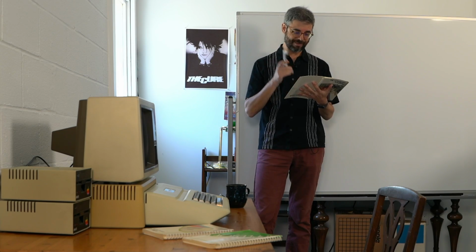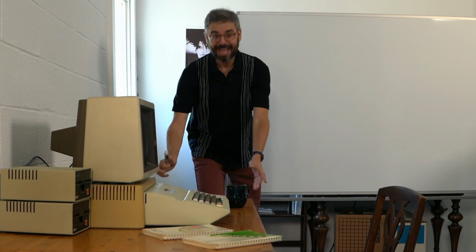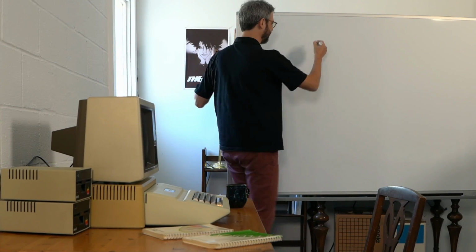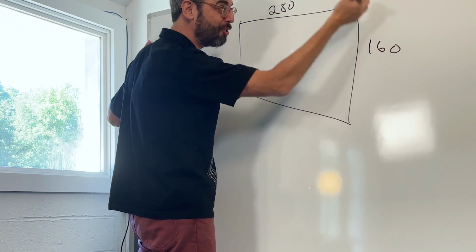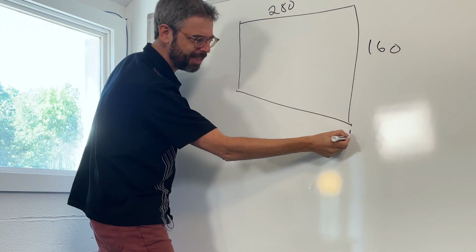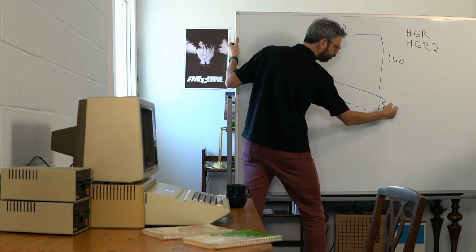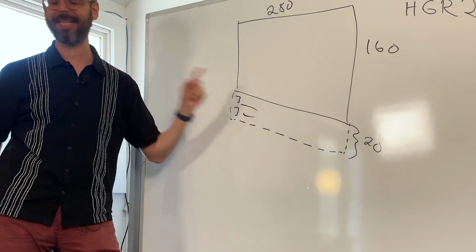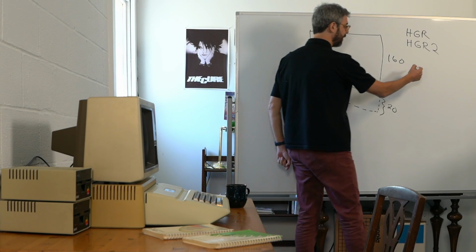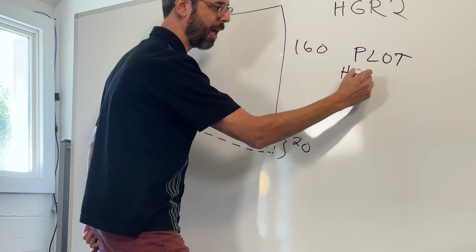High resolution graphics. For high resolution graphics, instead of having a 40 by 40 low resolution grid, I now have a canvas to draw in that is 280 pixels wide by 160 pixels high. And I believe that HGR2 will actually allow me to draw 20 more pixels below, but I like having my ability to have a command prompt here. And as we've seen, instead of plot, I now have high resolution plot, or H plot.